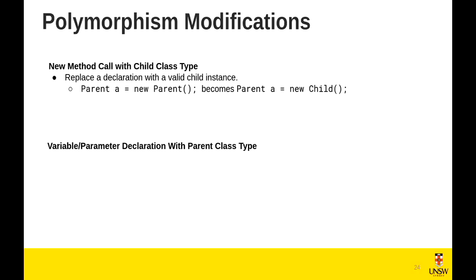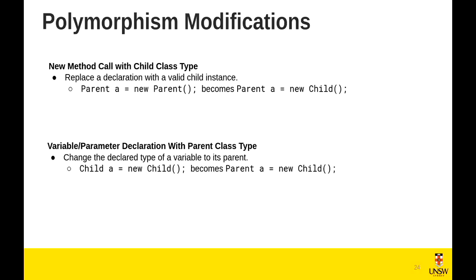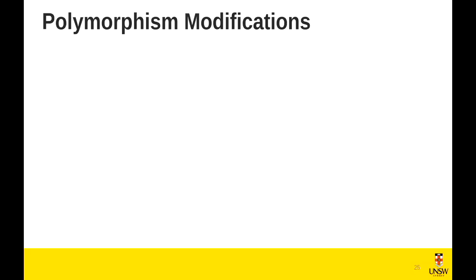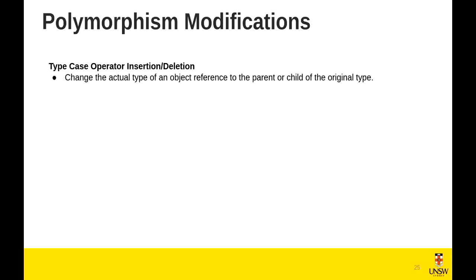And another thing we can do here is we can declare the variable or parameter type with the parent class type. So maybe instead of declaring a new cat or a new dog, we can just declare a new animal and see what happens. So this is polymorphism modification, and we have more mutation operators. So we can do type cast operator insertion or deletion. This means that we can actually change the reference to a child type and cast it to the parent of that child.